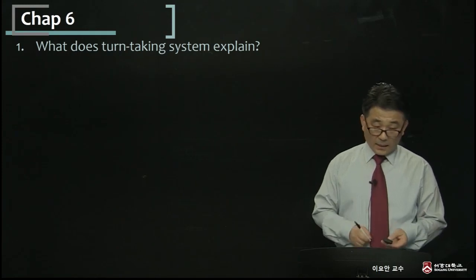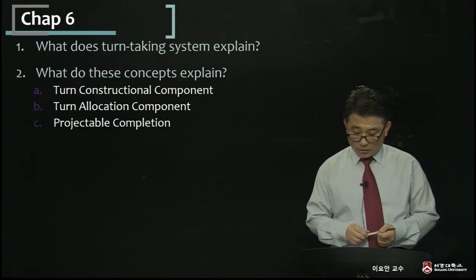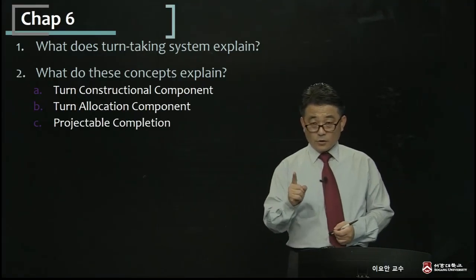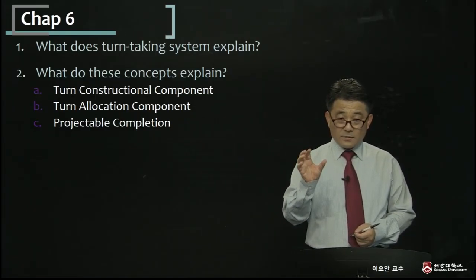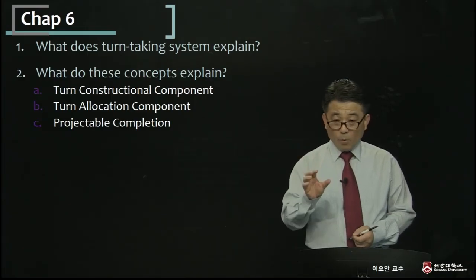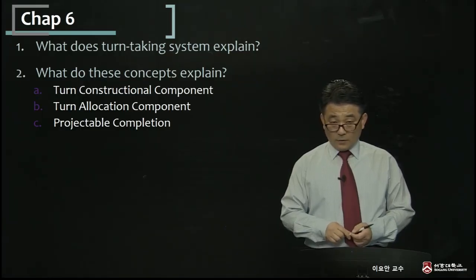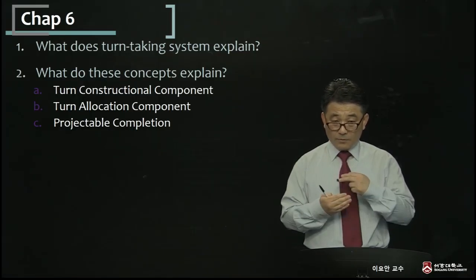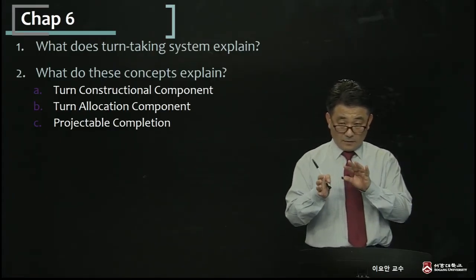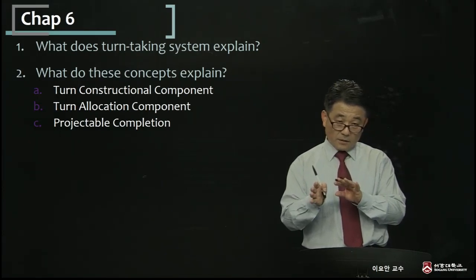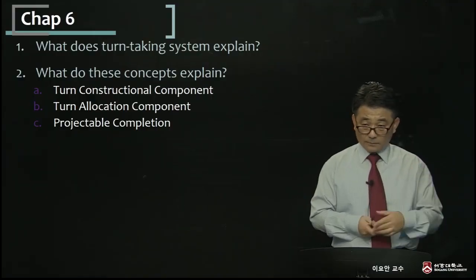Second, there are some key concepts in turn-taking. The first one is turn constructional component. Turn constructional component means what makes a turn? What constitutes a turn? What is the component of turn? Second one is turn allocation component. Once you have a turn, you have to allocate. You have to give the turn to some people so that one person talks and then the turn is allocated to another person. Then that person talks, and so on and so on.